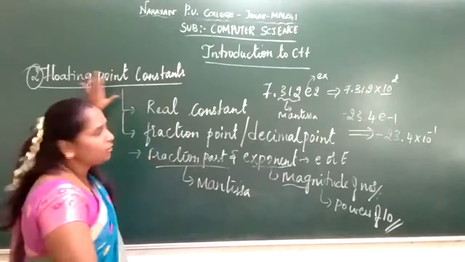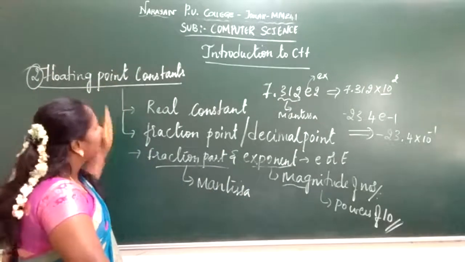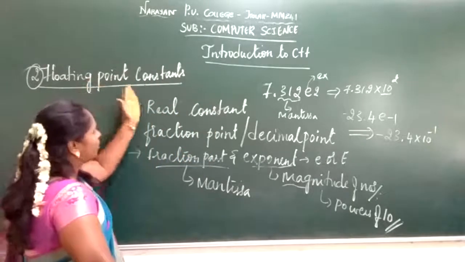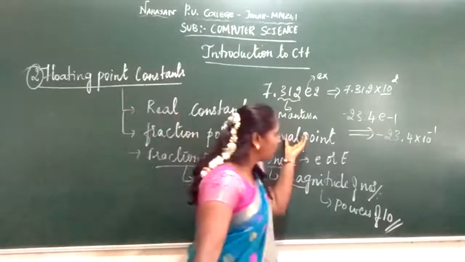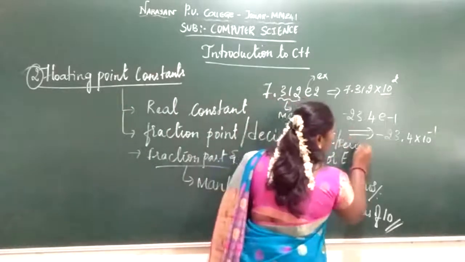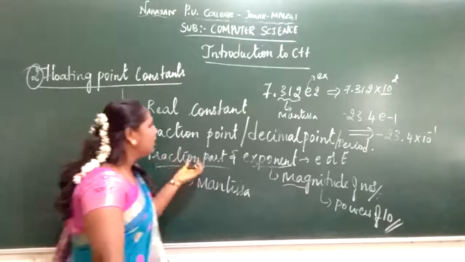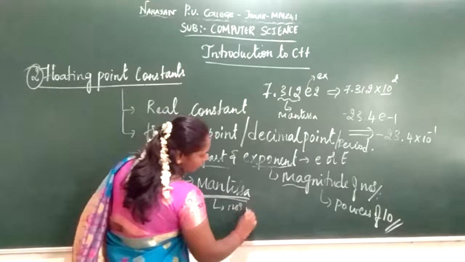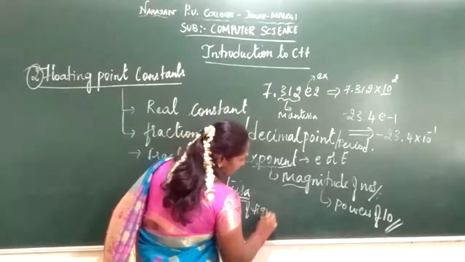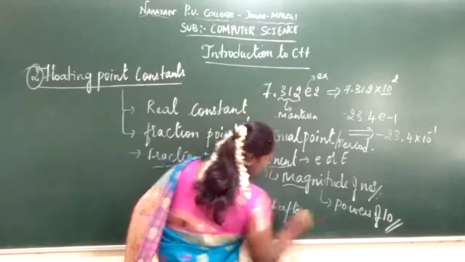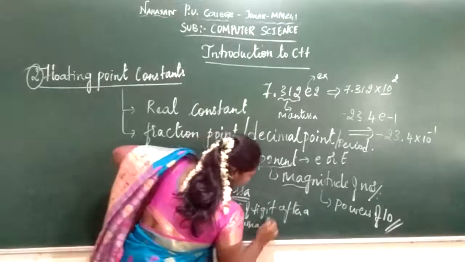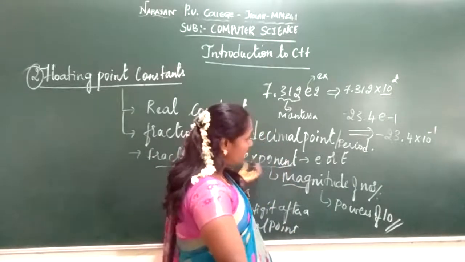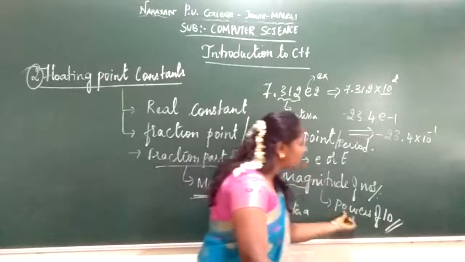So this is about what floating point numbers are. Once again I will explain. Your floating point numbers are also called real constants. They consist of a fraction point or decimal point, also called the period. The fraction part is represented in the form of mantissa. Mantissa is the number of digits after the decimal point, and you have an exponent. This exponent is the magnitude of numbers, which is always powers of 10.